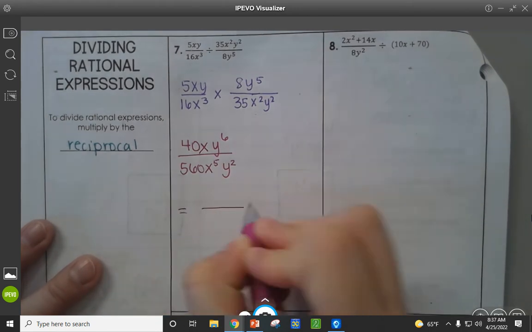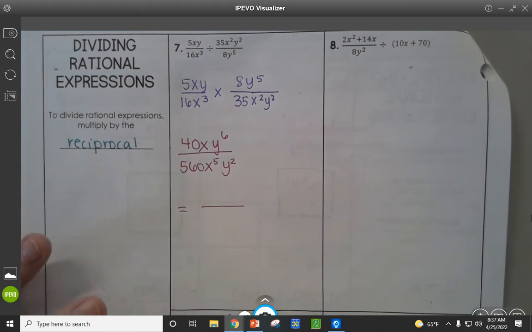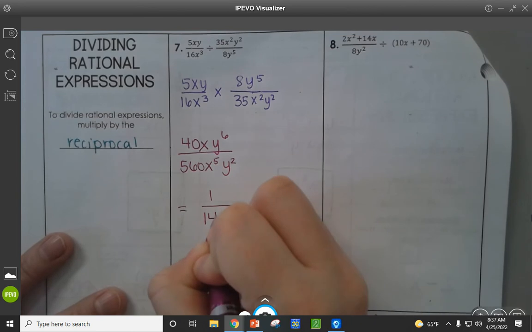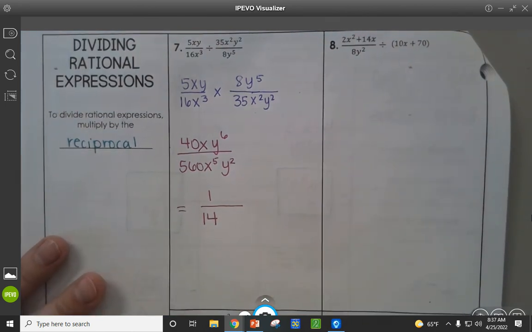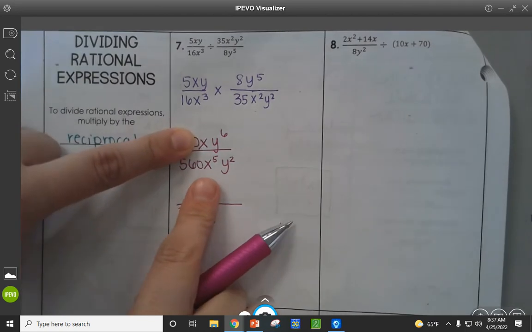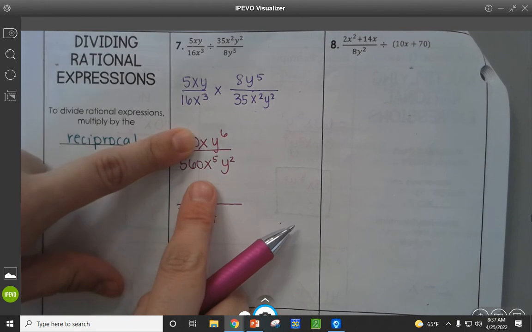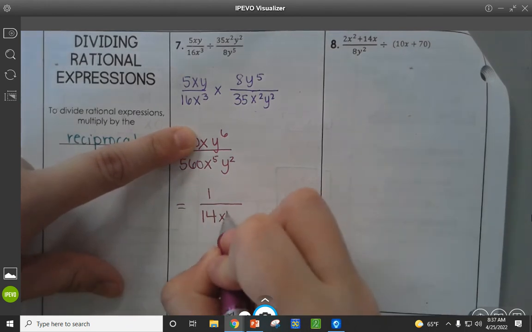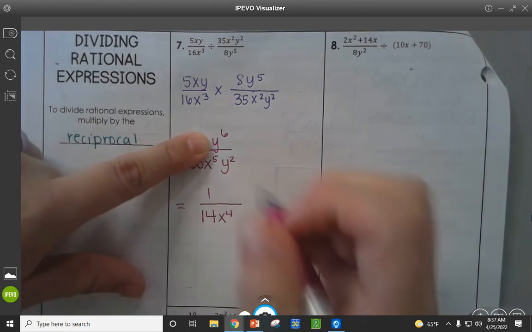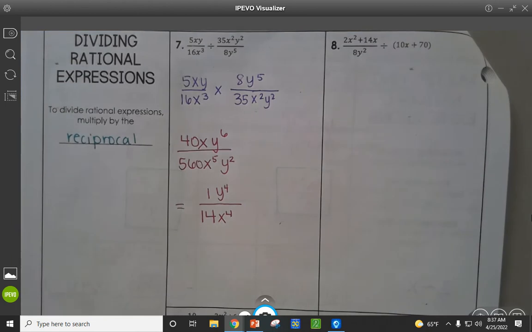And then we simplify. What does 40 over 560 simplify to? 1 over 14. X's, we have x on the numerator, x to the 5th on the denominator. When we cancel out and simplify, what do we get? X to the 4th on the bottom. And what do I get when I cancel out or simplify the y's? Y to the 4th on top. Good.